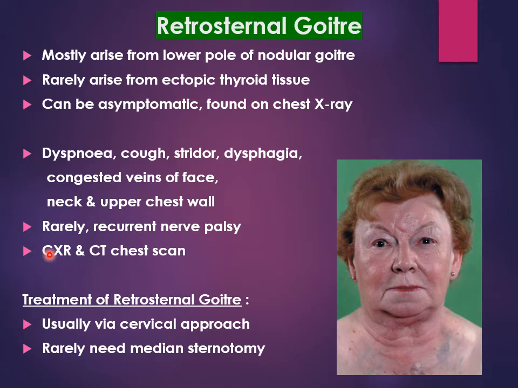These patients, all of them, need chest x-ray and CT scan of the neck and chest. Treatment is usually thyroidectomy, and most cases are amenable to the usual cervical approach. In large cases, sometimes you may need to do a median sternotomy as well to remove the extended goiter.